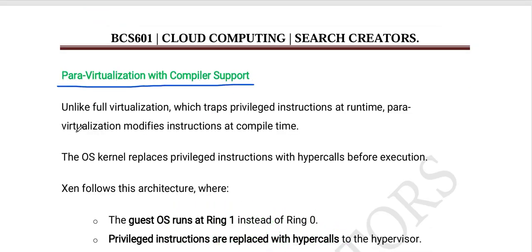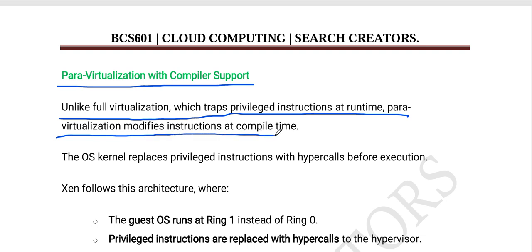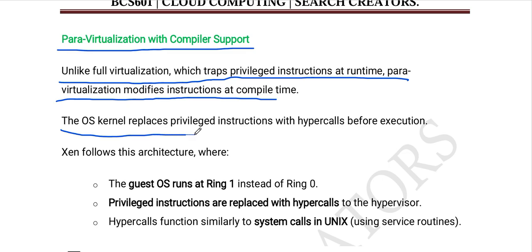Next, we are going to look at para-virtualization with compiler support. Unlike full virtualization, which traps the privileged instruction at runtime, para-virtualization modifies the instruction at compile time. The operating system kernel replaces privileged instructions with hypercalls before execution.